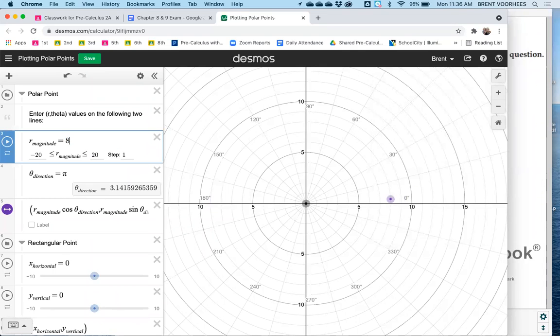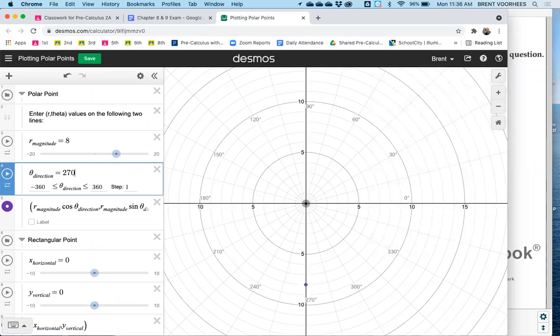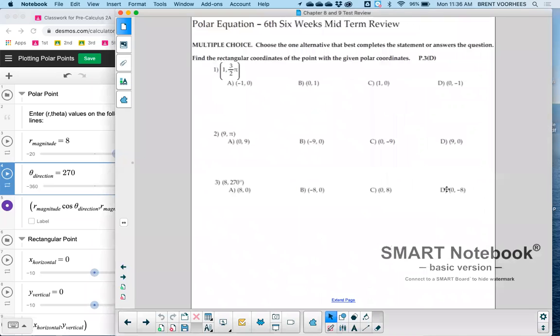It was 8, 270. So I'm putting 8 for the R, the magnitude. The theta, or the direction, is 270. And so we get this point right here, which is 0, -8. And when I look at my answer choices, that choice is D, 0, -8.